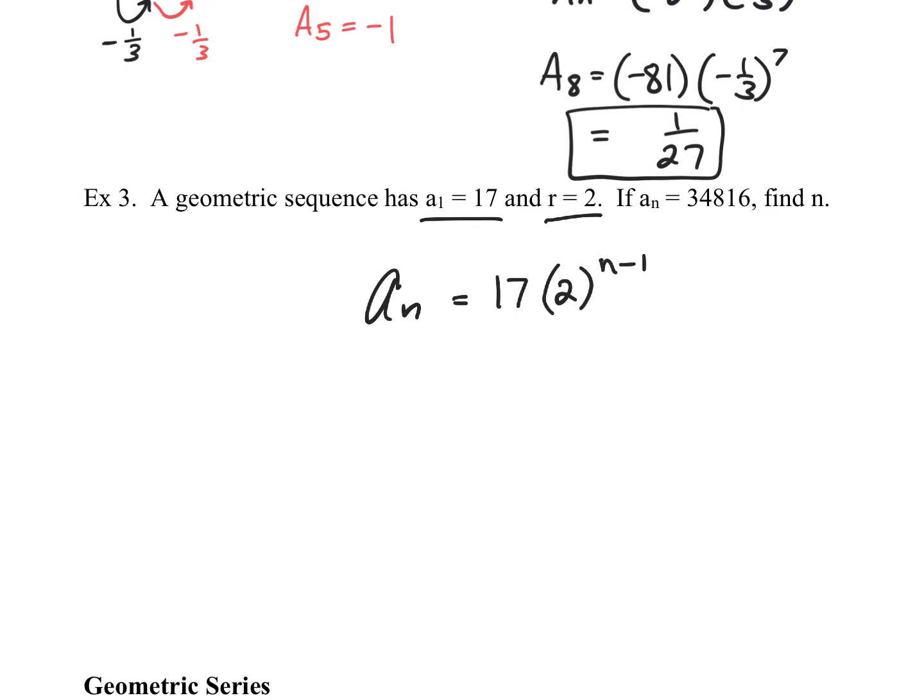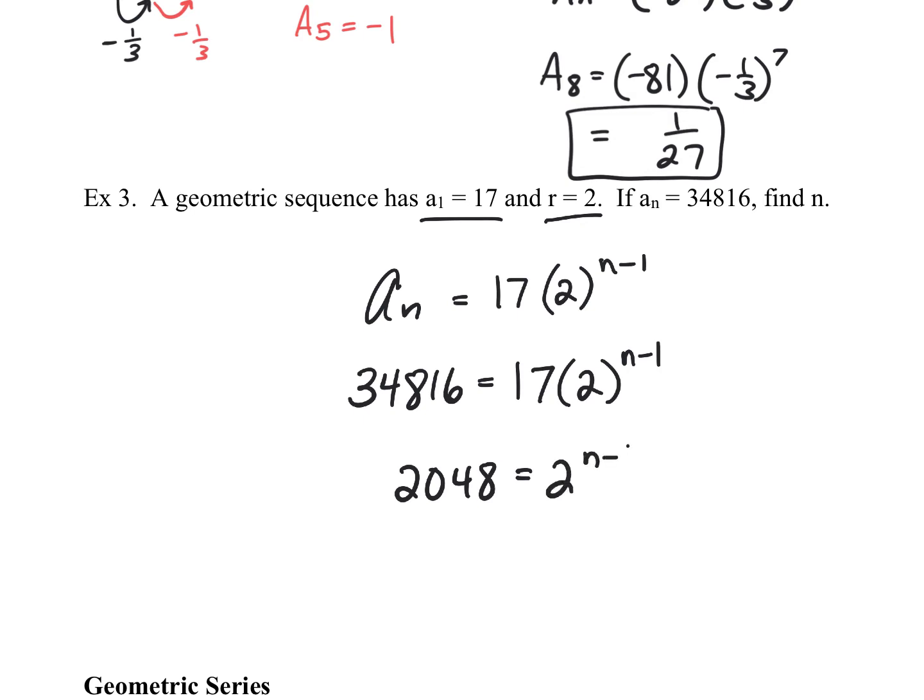What do we know? Well, we know that some term in the sequence is 34,816. This will turn into a logarithm problem. All right, so as we work through this, I can divide by 17, and I would find that 2,048 would equal 2 to the n minus 1.